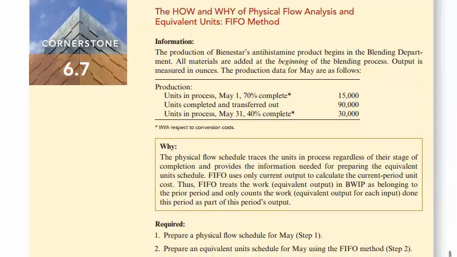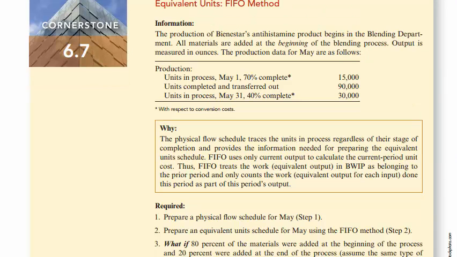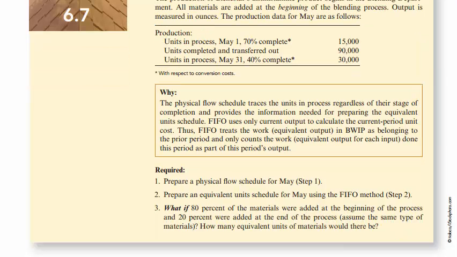All right, so what they've asked us to do on this problem, let me slide down, is prepare a physical flow schedule for May, then prepare an equivalent unit schedule for May using the FIFO method. And then the third requirement says, what if 80% of the material were added at the beginning of the process and 20% were added at the end? So there's a little twist there for number 3. But let's take a look at the solution.